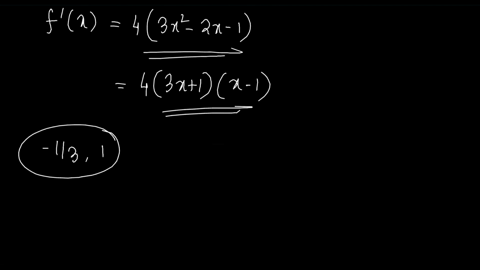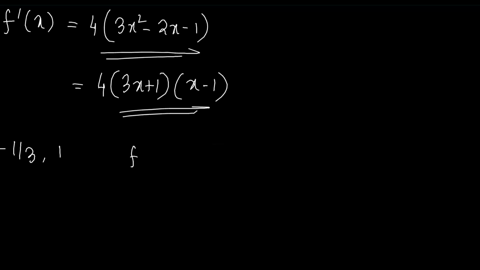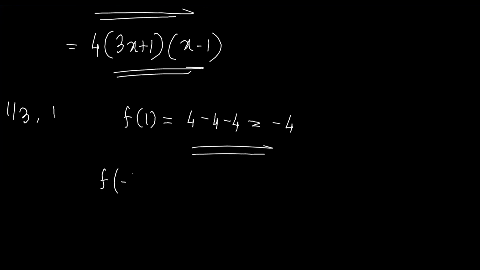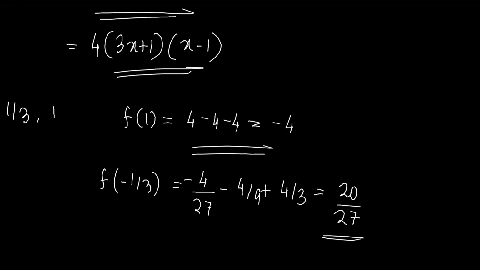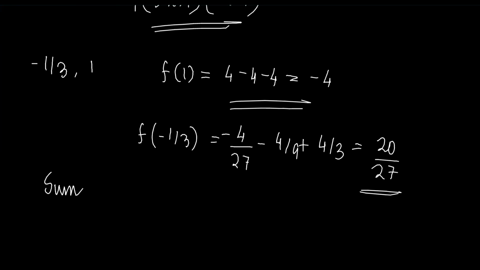Among these critical points, one gives the maximum and the other gives the minimum. So we just have to find the values of f of 1 and f of minus 1 by 3. f of 1 will be 4 minus 4 minus 4, that is equal to minus 4. And f of minus 1 by 3 will be minus 4 by 27 minus 4 by 9 plus 4 by 3, which is 20 by 27. Now we have to find the sum. The sum will be what?